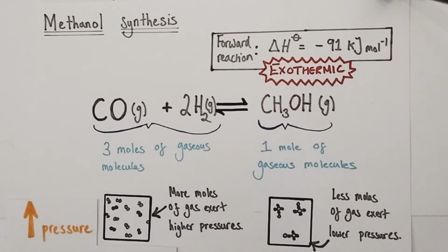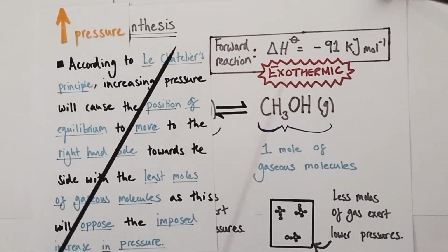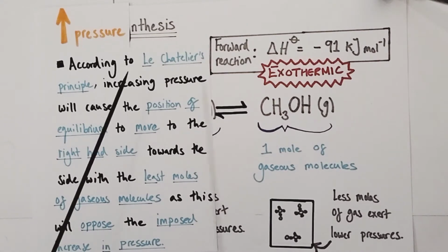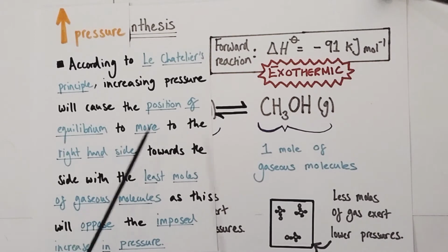the methanol product side. So to summarize once again, increasing pressure on this reaction system, according to Le Chatelier's principle, would cause the position of equilibrium to move to the right-hand side, towards the side of the reaction that happened to have the fewest moles of gaseous molecules present, which in this case is the product side, as this would help to oppose the imposed increase in pressure.